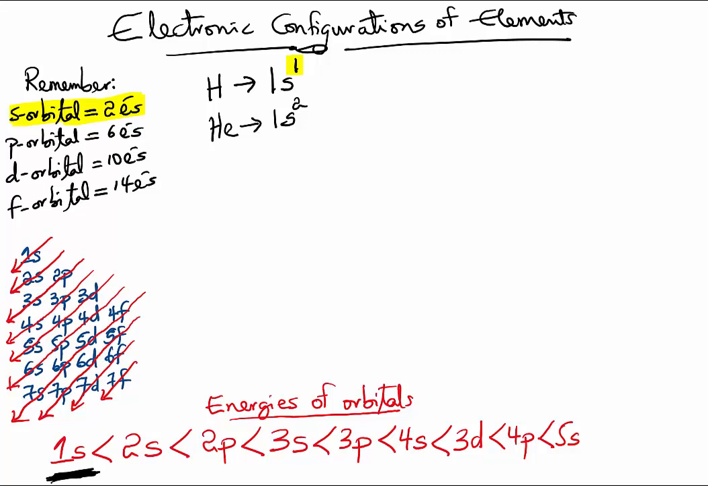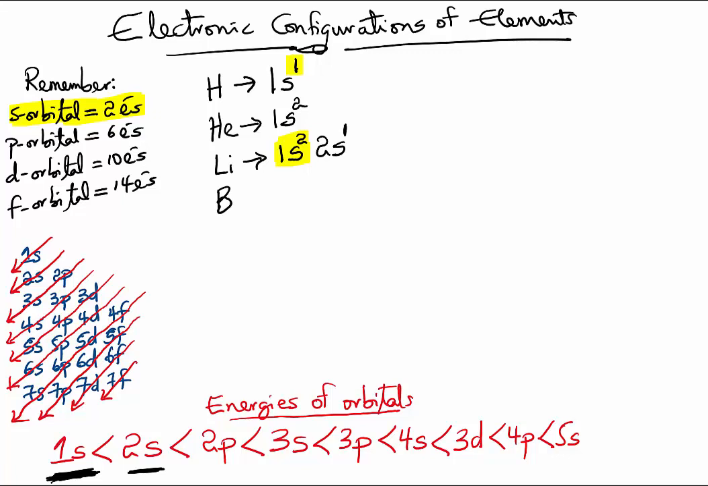The next element is lithium. Lithium has a total of 3 electrons. The first 2 electrons in lithium will go into the lowest energy orbital in a lithium atom, and that will be 1s orbital. So the first 2 electrons will go into the 1s orbital. The remaining 1 electron will move on to the next orbital because, again, remember, s orbital can only take a maximum of 2 electrons. So this 1s orbital is now completely filled. So the remaining 1 electron will go into the 2s orbital. So it will be 2s1.